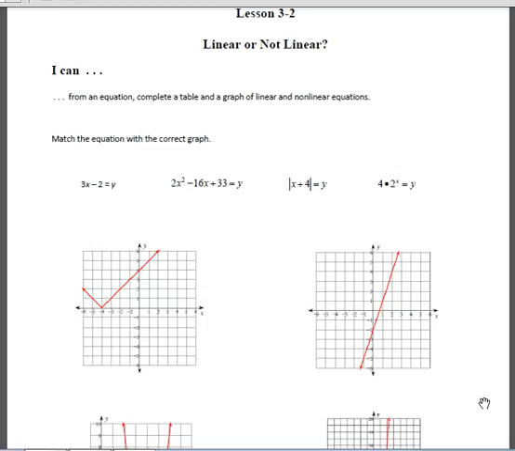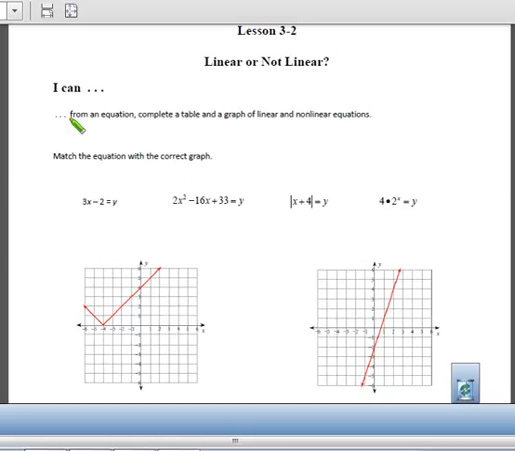Hello, welcome to the video notes for lesson 3.2. This is all about linear or not linear. This begins on page 5 from your notes packet. The worksheet that you have should look just like this. And let's start with our target.